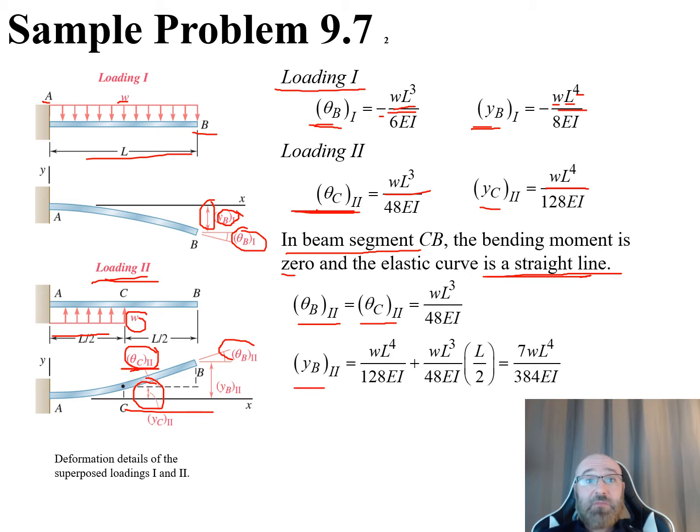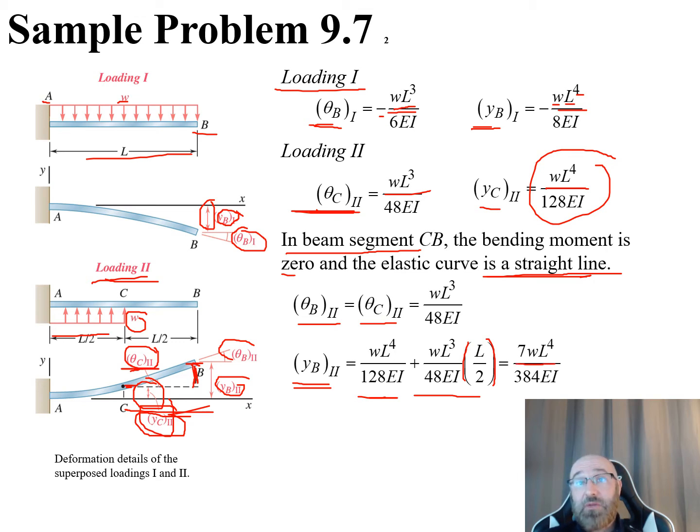And we can say that our y sub B2 out here is going to be this y sub C2 down here, which we have this value for, plus this distance over here, going from that point up to our end here. So y sub B2 is a combination of this y sub C2 and this distance, and this distance is given to us by WL cubed over 48EI times L over 2. So we add those together to get that total deflection at the end, our y sub B2, and this is equal to 7 times our distributed load W times L to the fourth all over 384EI.